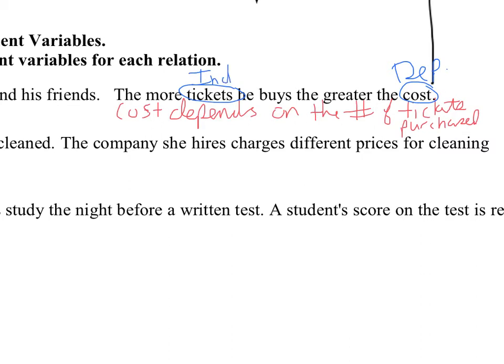Now that should make sense because it's up to him to decide how many tickets to buy. How many he buys is independent. It does not depend on the cost. So in this particular case, the cost is the dependent variable and the number of tickets he buys is the independent variable.